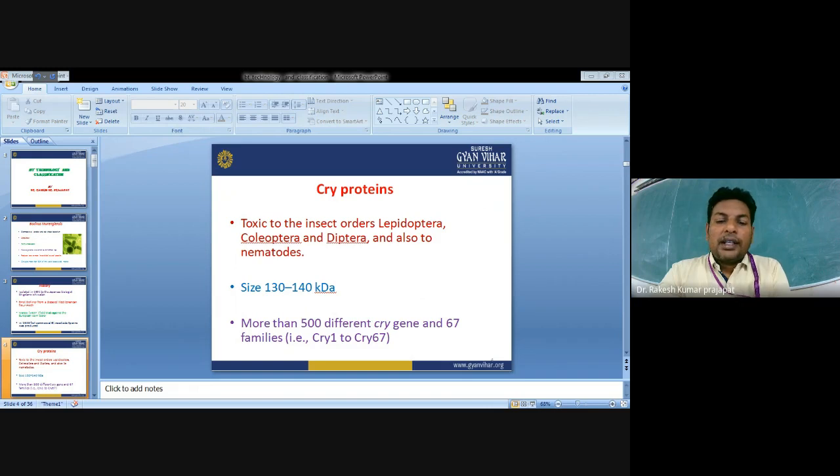The proteins were characterized using different HDS-based protocols. There are more than 500 different cry genes, and they have been divided into more than 67 families, Cry1 to Cry67. They have been classified into different families based on their properties, their sequence analysis, and their physical interaction with the insect pest gut.